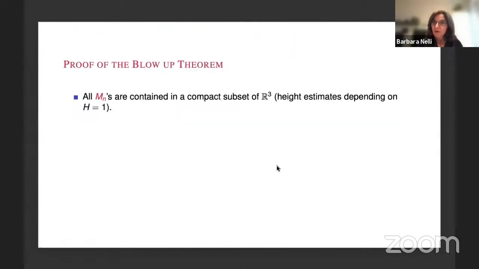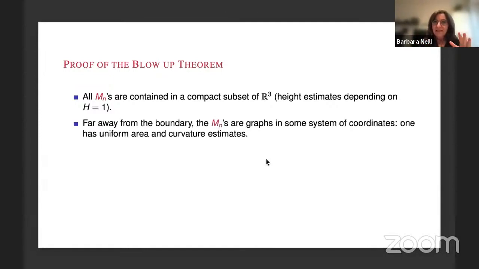The proof of the blow-up theorem is not very difficult to imagine, because by the height estimate, all the Mn are contained in a compact subset of R3. And this is because all of them have the same mean curvature. Then one can prove, by Alexandrov's work, that far away from the boundary, all the elements are graphs in some system of coordinates locally. So you have uniform area and curvature estimates.